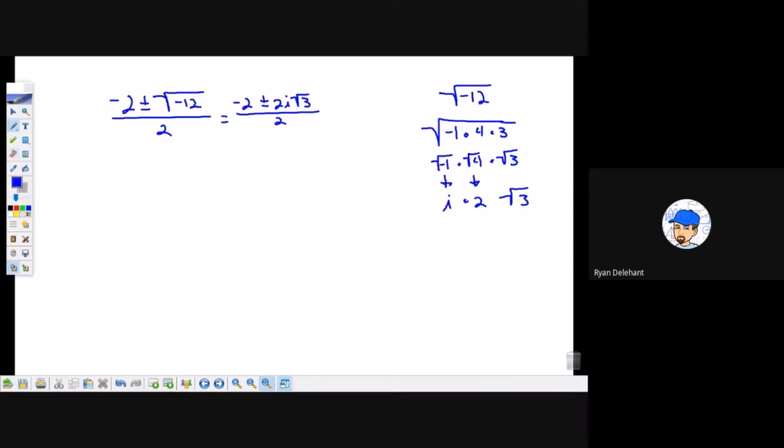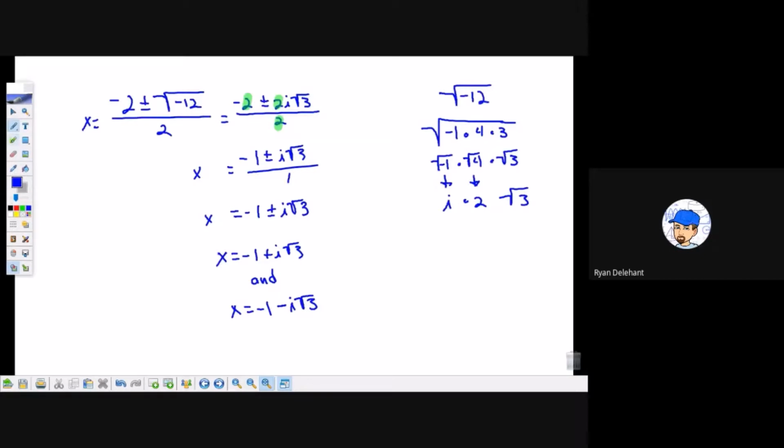Now, you do want to factor these things because they all have a 2 in common. So this should be written as negative 1 plus or minus i root 3, and it's over 1. Do you need the fraction anymore? So that is negative 1 plus or minus i root 3. And how many zeros is that? Because these are x equals. That's 2 of them. One of them is x equals negative 1 plus i root 3. And the other one is negative 1 minus i root 3.